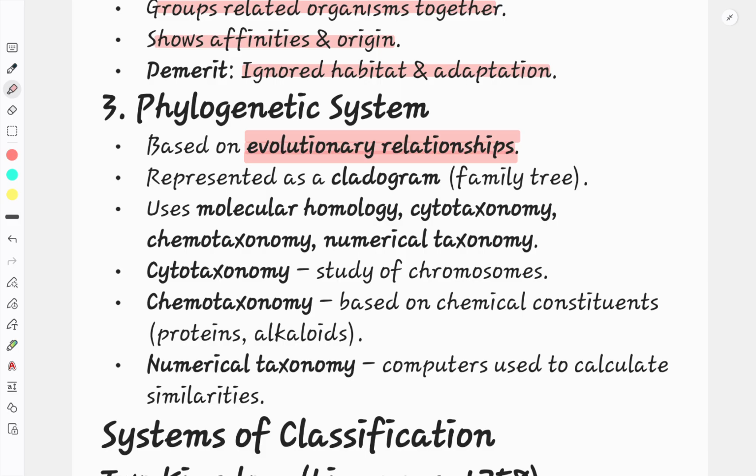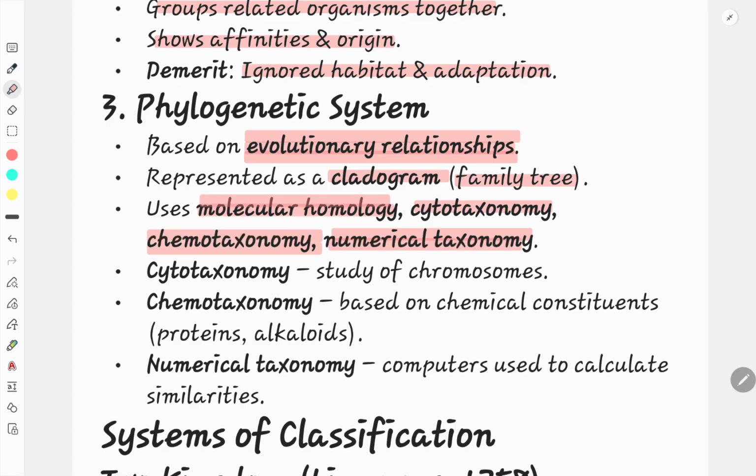the apes are the ancestors of humans, represented as a cladogram or family tree. Use of molecular homology, cytotaxonomy, chemotaxonomy, and numerical taxonomy.